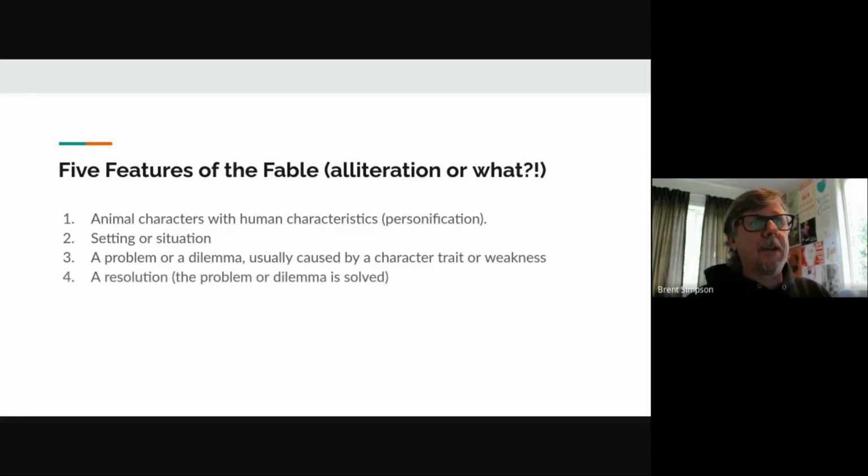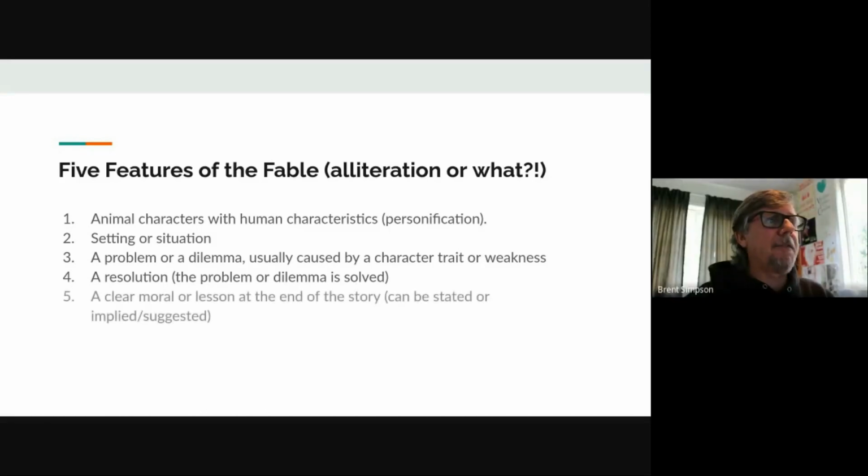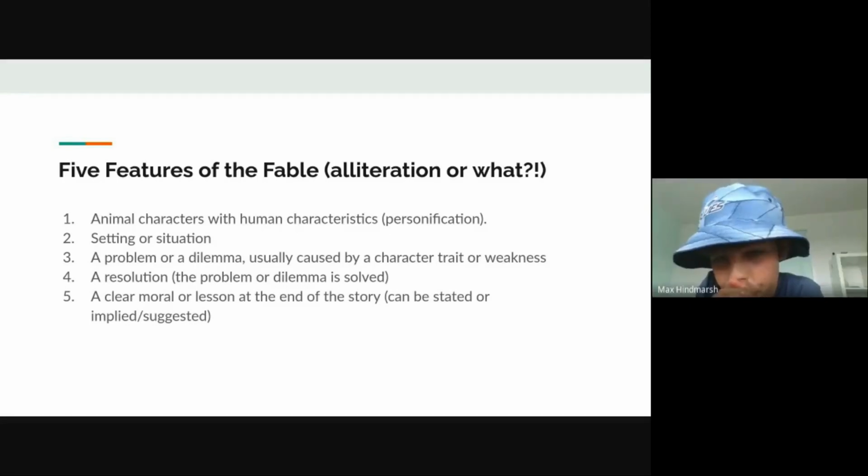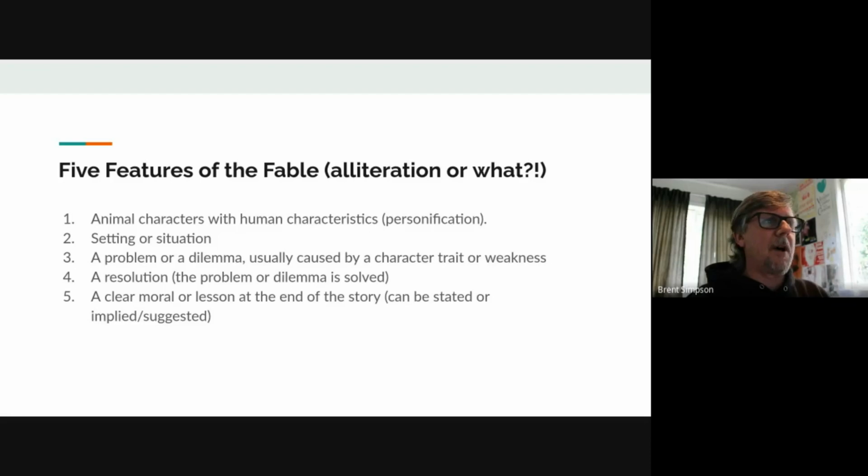The fourth thing is that they always figure out how to fix it, right? The dilemma or the problem is resolved, and it's fixed up. And then finally, at the end of the story, they have this thing called the moral or the lesson, right? There's 5 things to keep in mind. Animals with usually human characteristics, some kind of a setting where it takes place, and a problem. They fix the problem, and then there's a lesson.